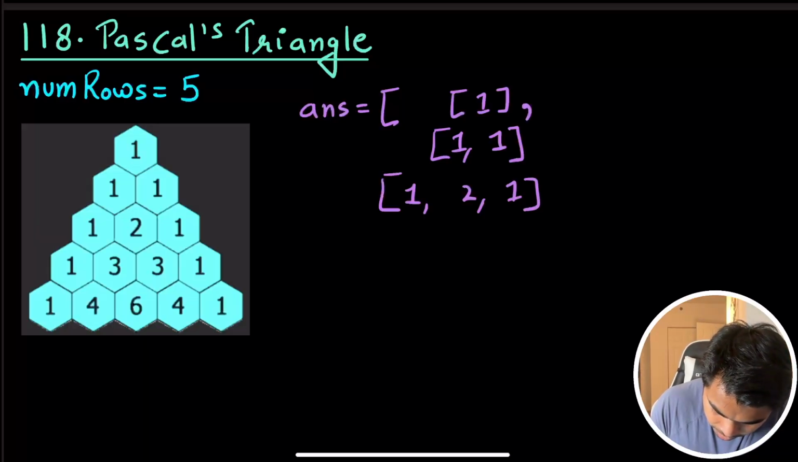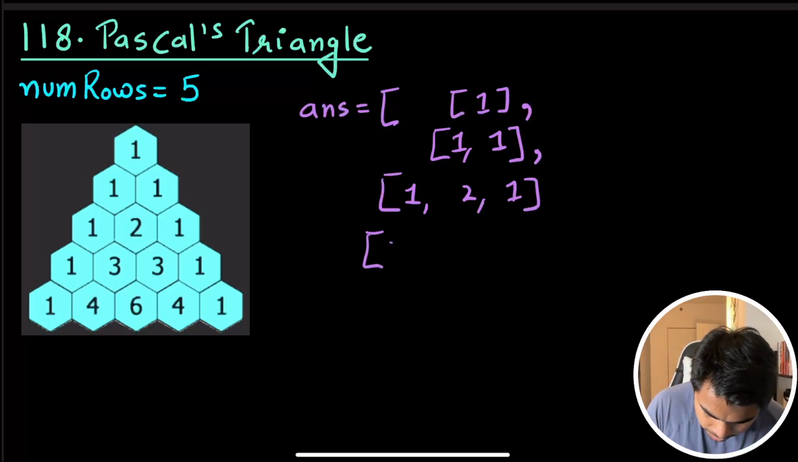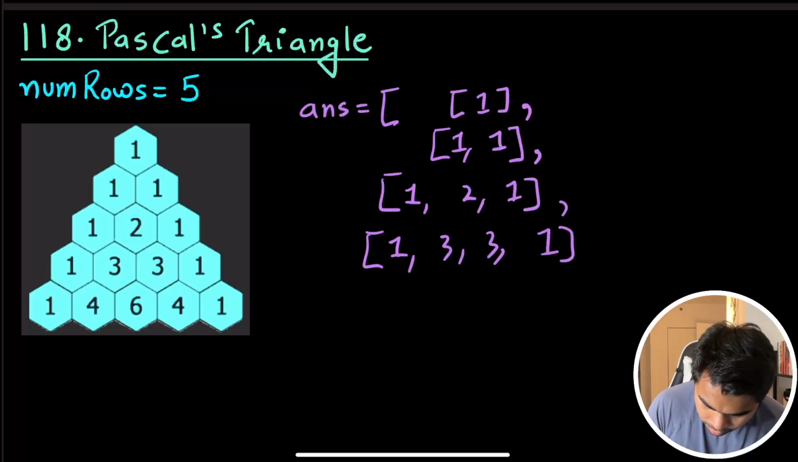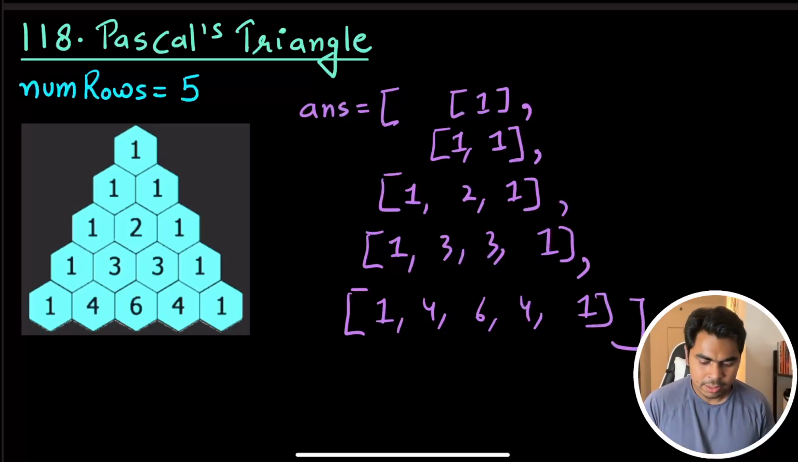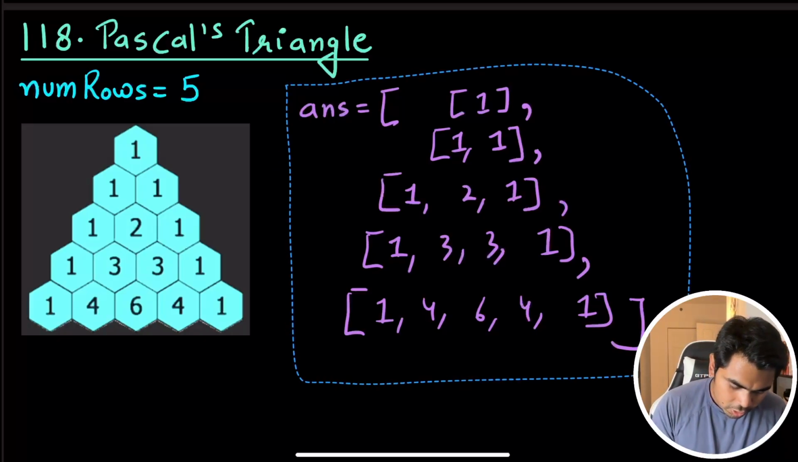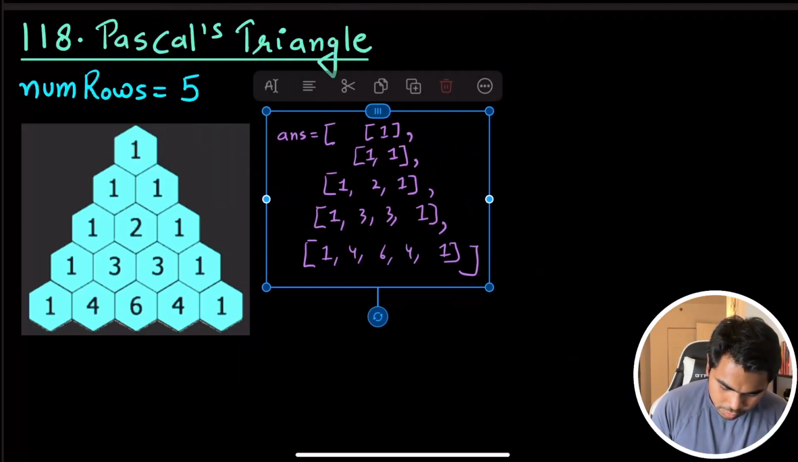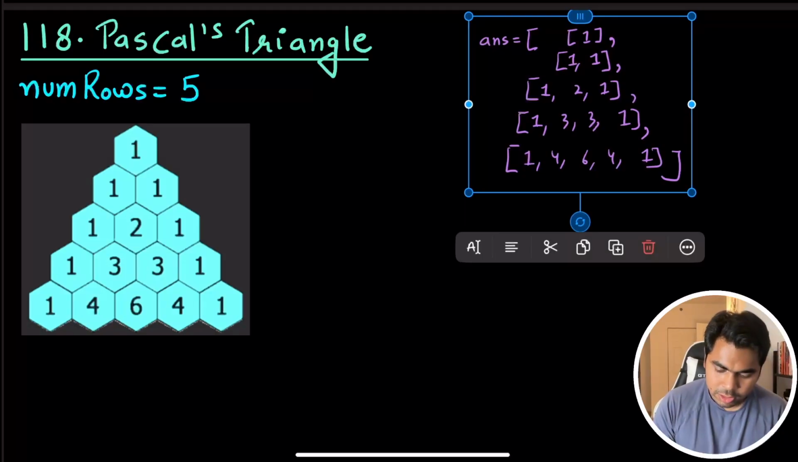Remember, this 2D array is what we are actually going to return. Then we again have 1 3 3 1, and then finally our fifth row, which is going to be 1 4 6 4 1. Alright, so this will be my answer. I just need to build this using the numRows number that's given to me.